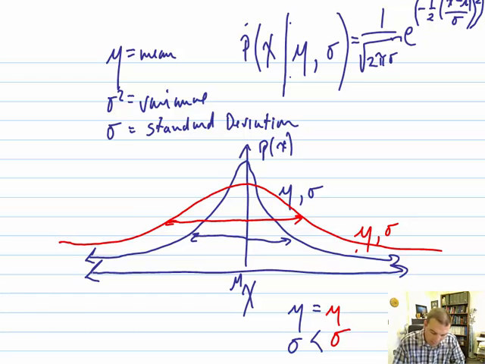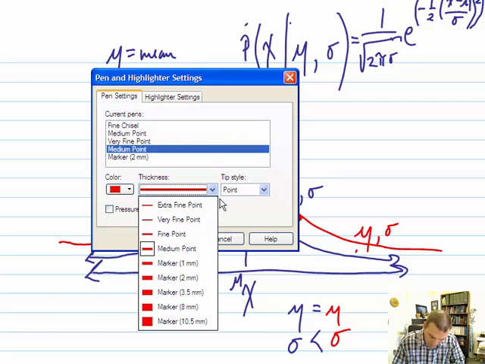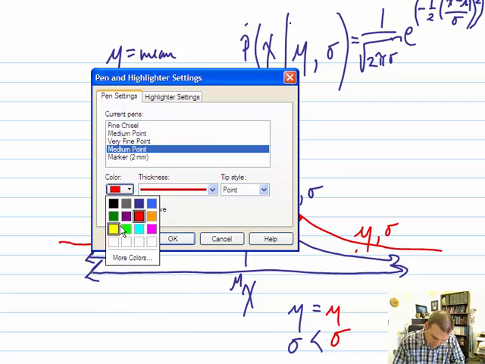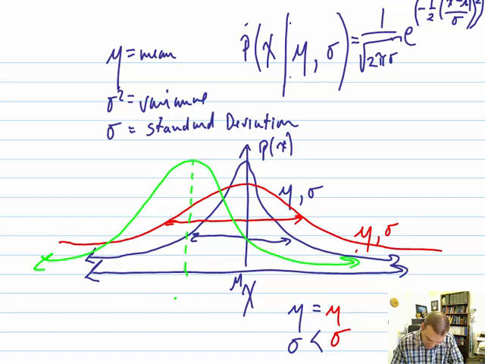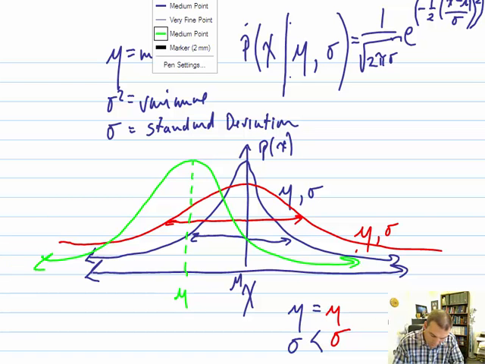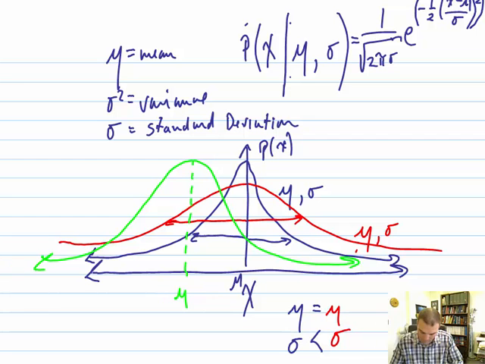Now, let me just draw a third setting on here. I'm going to pick a different color. I'll pick green. And for green, I'm going to draw another function. It's over here. And it has a different value of mu. Okay? And when we look at this, we could say that the mu for the green is less than the mu for the blue because it's centered at a different point.